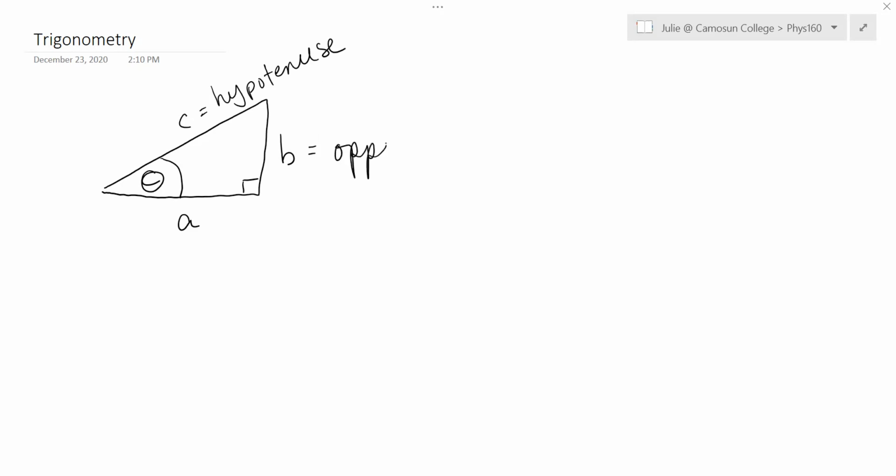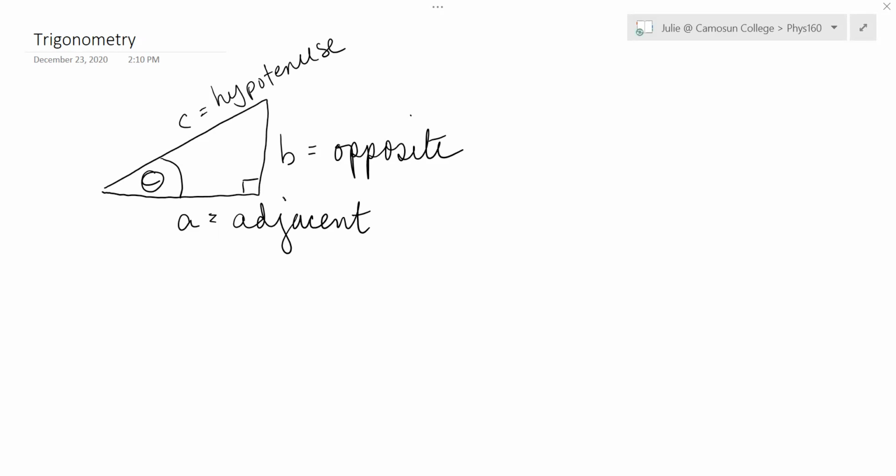So if you have a right-angled triangle, and you call the sides of this triangle A, B, and C, and the angle between C and A, we call that theta. So C is the hypotenuse. B is the side opposite the angle, and A is the side adjacent to the angle. And so there are relationships between these quantities, A, B, C, and theta, and that's basically all that trigonometry is all about, are these relationships.